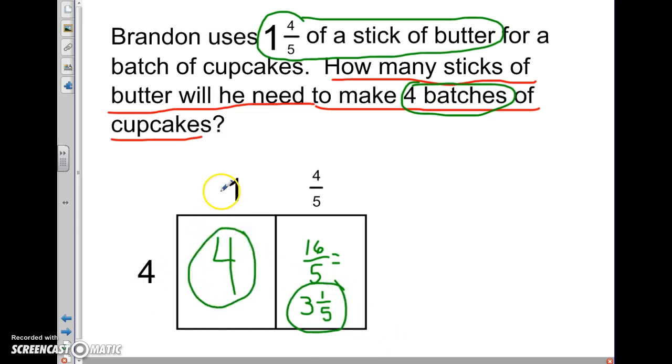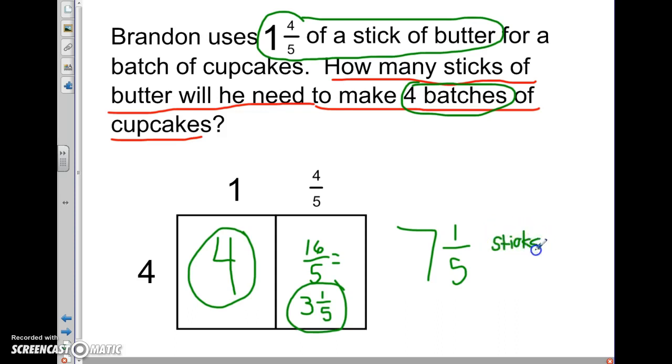So 4 groups of 1 and 4/5 is going to give us 4 and 3 1/5. So 4 plus 3 is 7. And then the 1/5 as well. So the answer to the question, how many sticks of butter will he need to make 4 batches? He will need 7 1/5 sticks of butter.